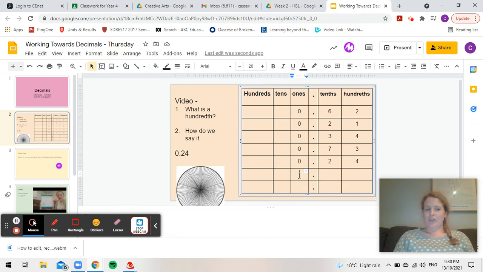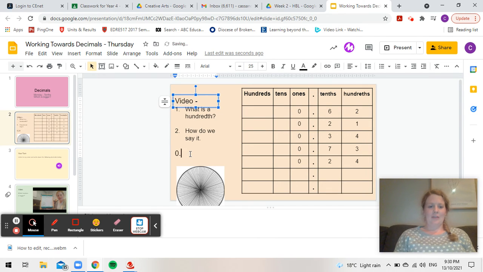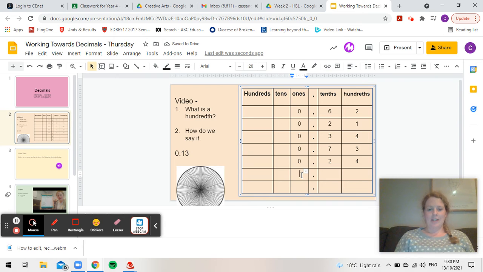All right, now we're going to do 0 and 13 hundredths. 0 and 13 hundredths. Have a go at writing it. So if I was just to write it on my piece of paper, it would look like this, 0 and 13 hundredths. If I was to put it on my table, it'd be 0 and 13 hundredths. Last number. Let's do one where we have a whole number in it as well.